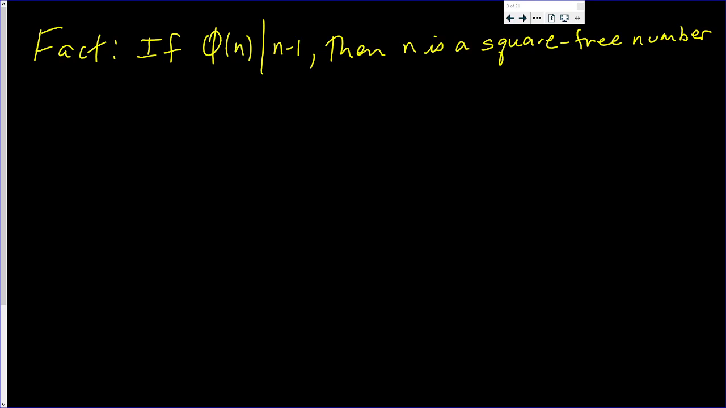In this video, we're going to prove the following fact. If phi of n divides n minus 1, then n is a square free number. That is, in the prime factorization of n, all the powers are 1. None of them are 2 or more.